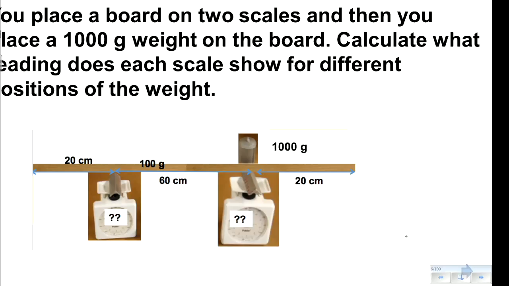So what do we have? The board is not massless here. The total length of the board is 20 plus 60 plus 20, 100 centimeters. So the total length of the board is 1 meter. And you place a weight right at the top of the second scale, and your goal is to calculate the readings.